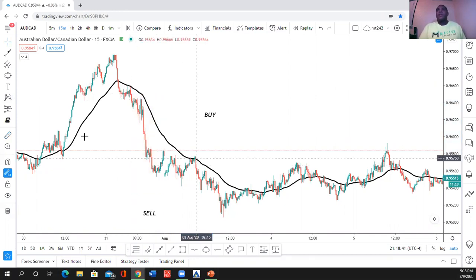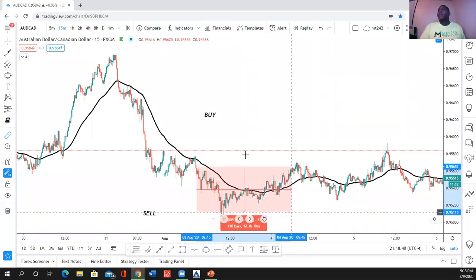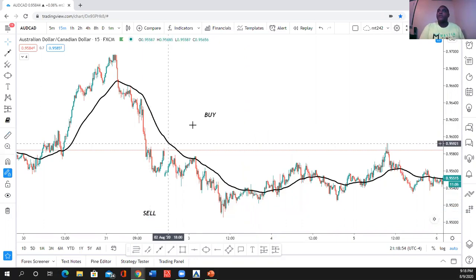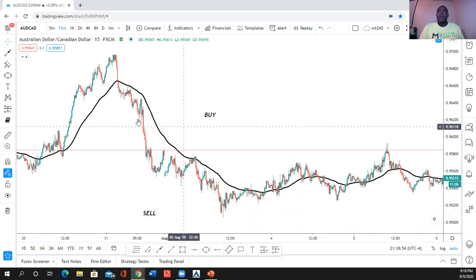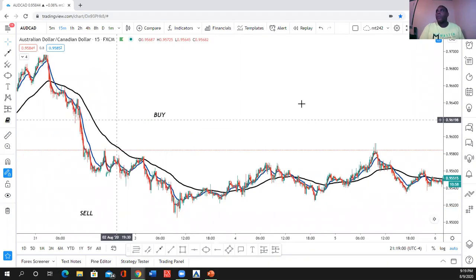Same thing here. Price struggling to break it. You see it move away, you enter. 50 pips, I'll take it. So once you look at it like this, sell below the 50, buy above the 50. Whenever you add the other EMAs in, the 3 and the 10, when you add them back in, it kind of makes sense.